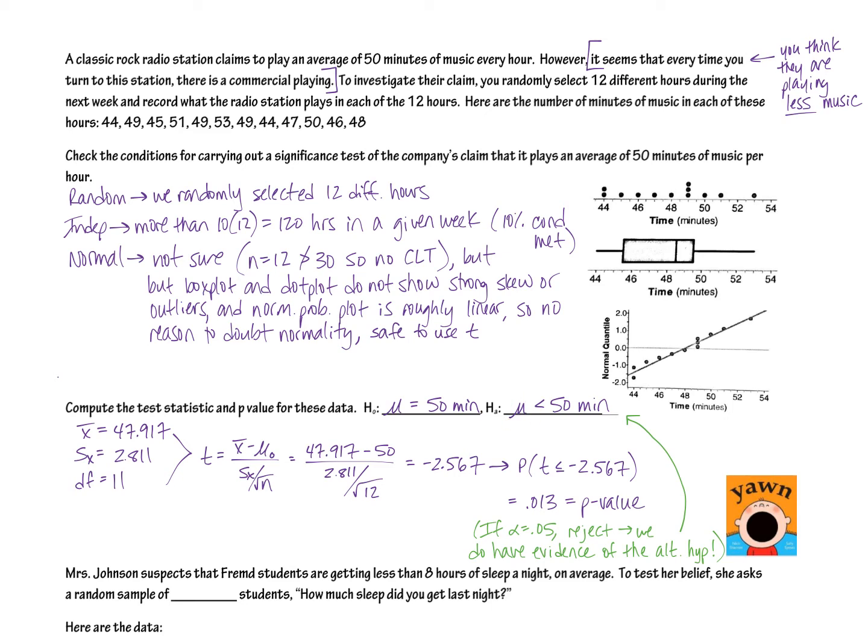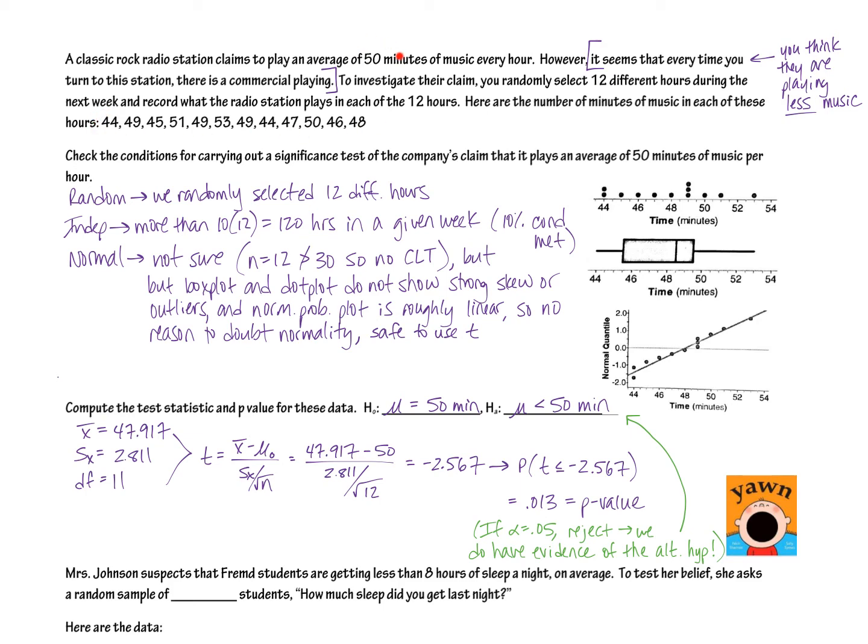To investigate the claim, we select 12 different hours throughout the week, and we record what the radio station plays in each of the 12 hours. So it's how many minutes of music is played each hour. And here are our statistics that we came up with. These are all of our different X values. They stand for number of minutes of music.